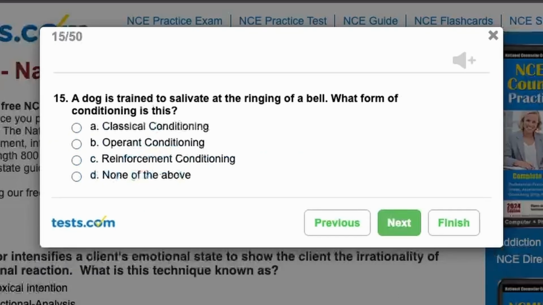A dog is trained to salivate at the ringing of a bell. What form of conditioning is this? A. Classical conditioning. B. Operant conditioning. C. Reinforcement conditioning. Or D. None of the above.